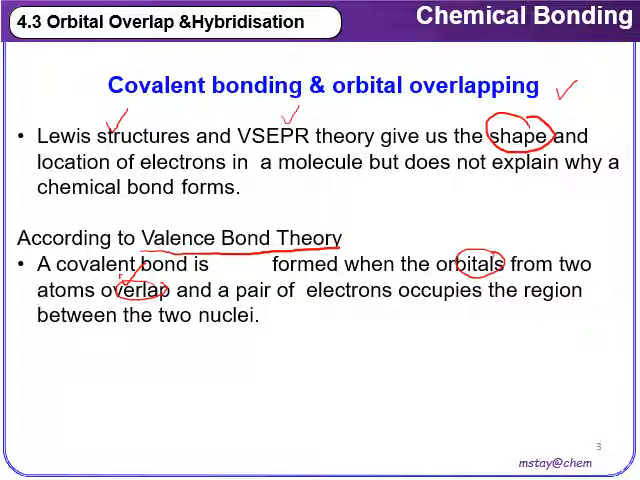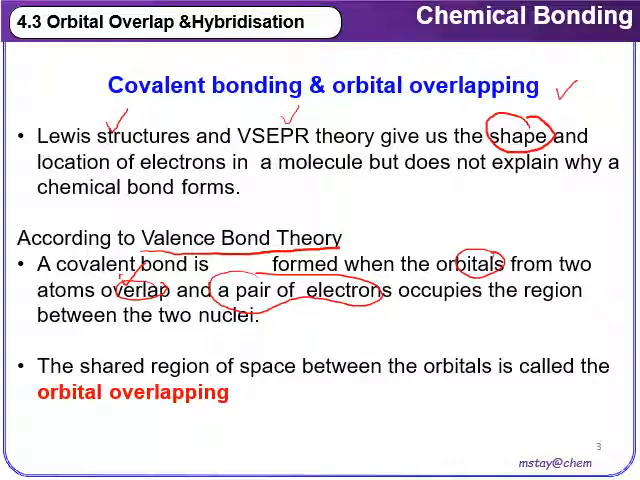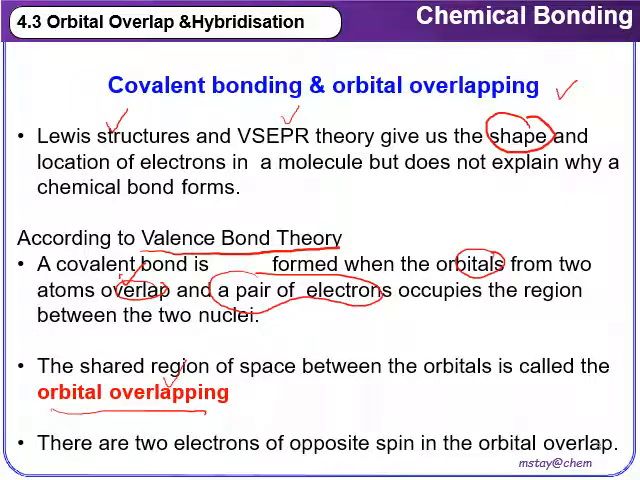So in the overlapping region, there will be a pair of electrons. And this shared region, we will mention as orbital overlapping. So there are two electrons with opposite spin in one orbital overlap, which is similar to what we know. One orbital can maximum only fill 2 electrons, and both electrons must have different spin.